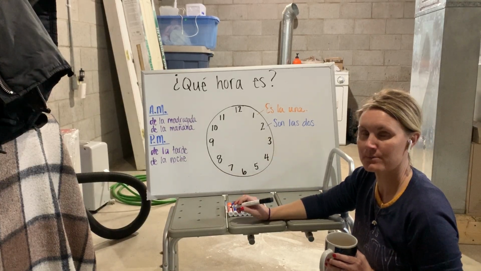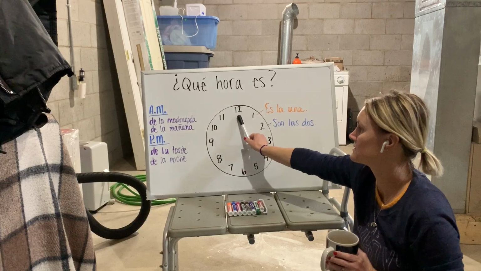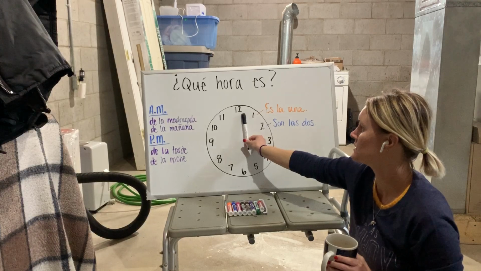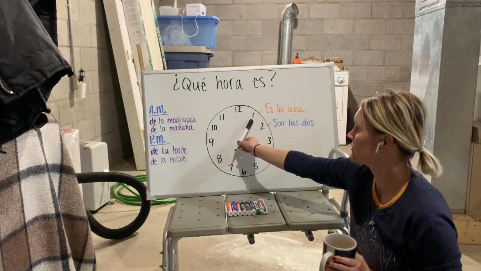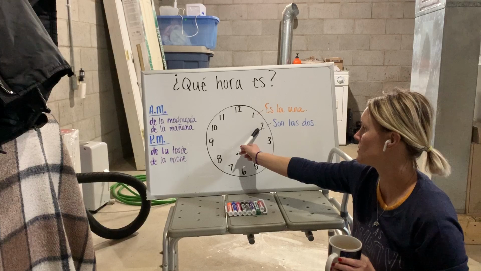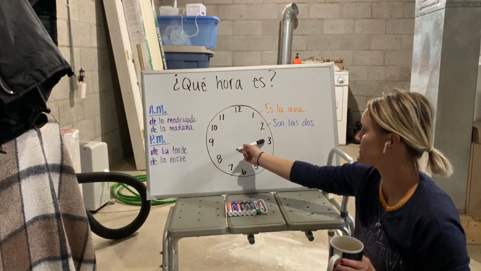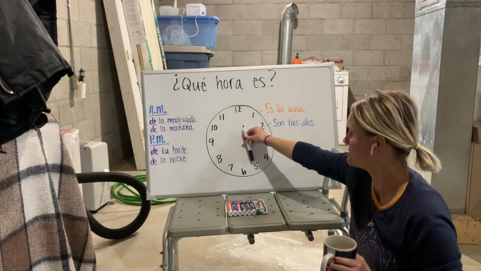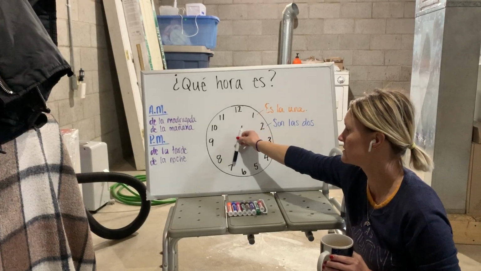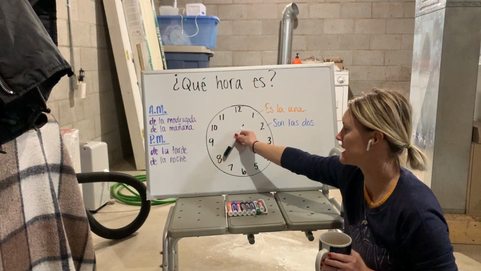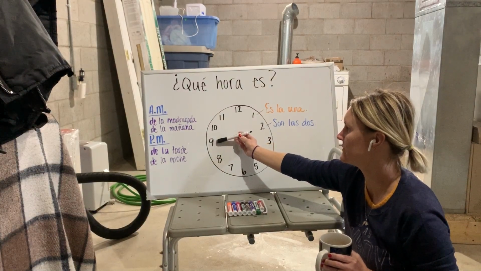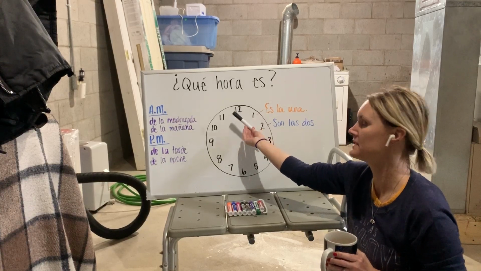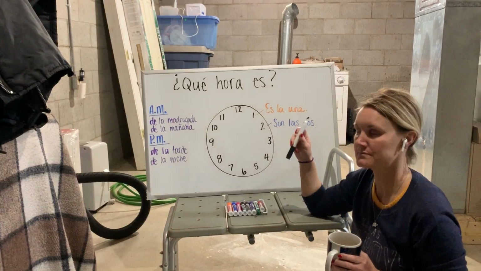Okay, so I'm going to go all the way around the clock, starting with 12, and you can see how the hours sound. Son las 12, es la una, son las dos, son las tres, son las cuatro, son las cinco, son las seis, son las siete, son las ocho, son las nueve, son las 10, son las 11, and back up to son las 12.